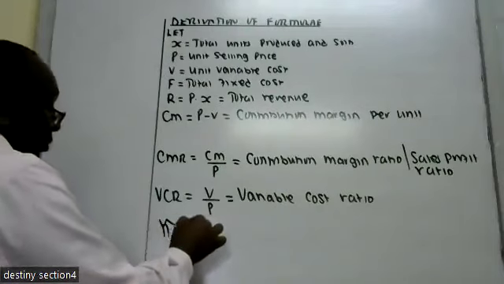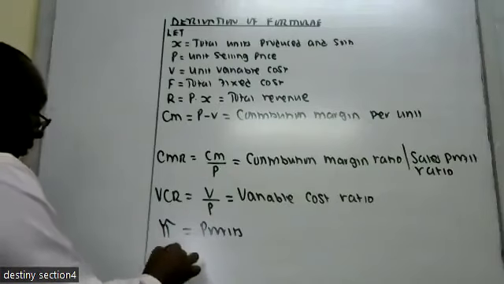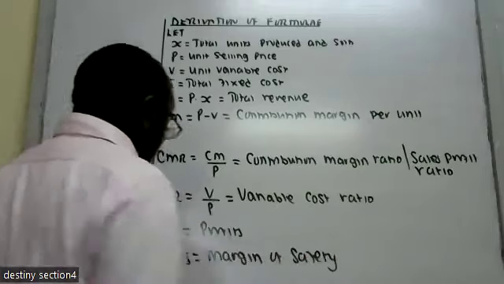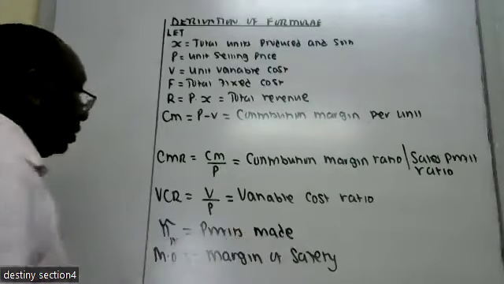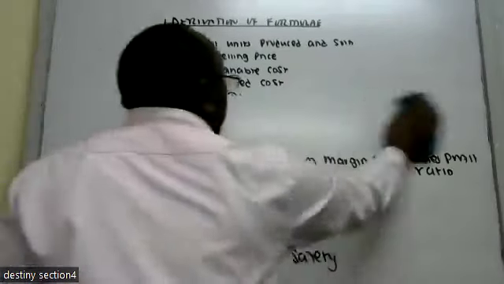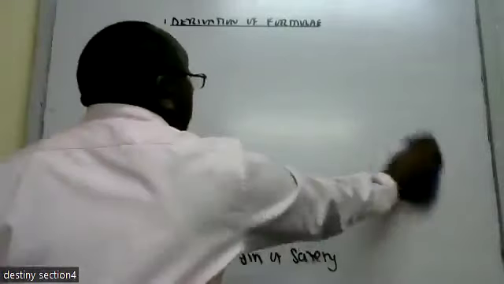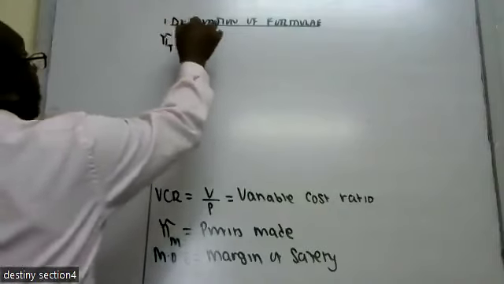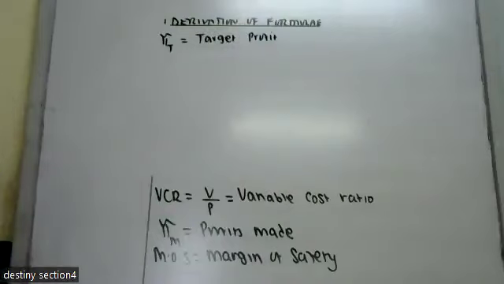Pi is profits. MOS is called margin of safety. And I want to specify this one, Pi m, the subscript there, you call it profits made. Then Pi t is target profit.